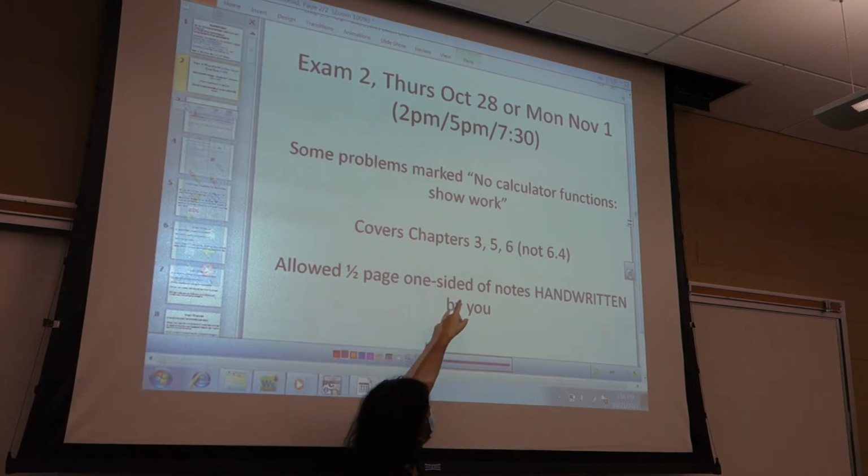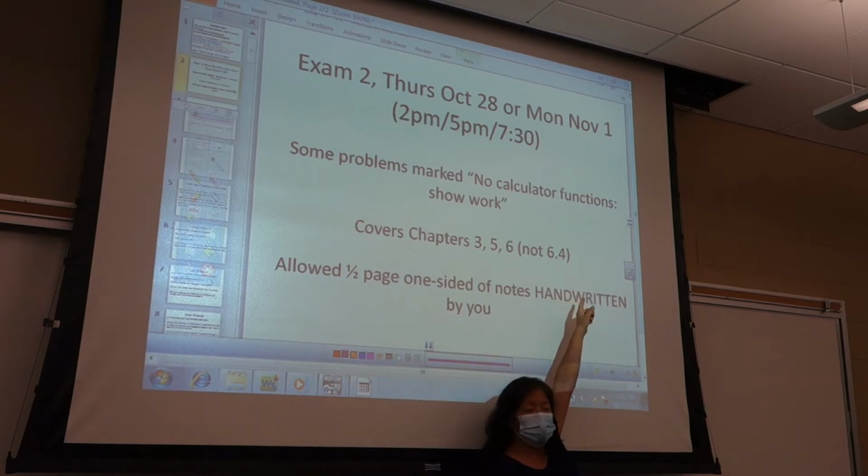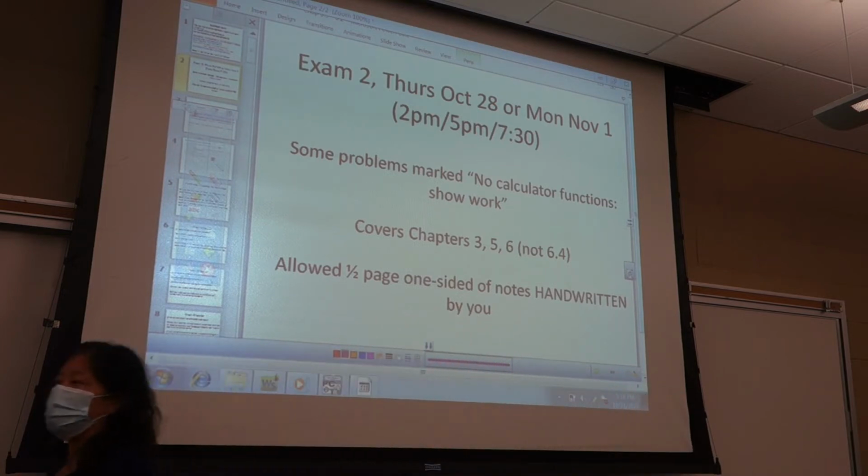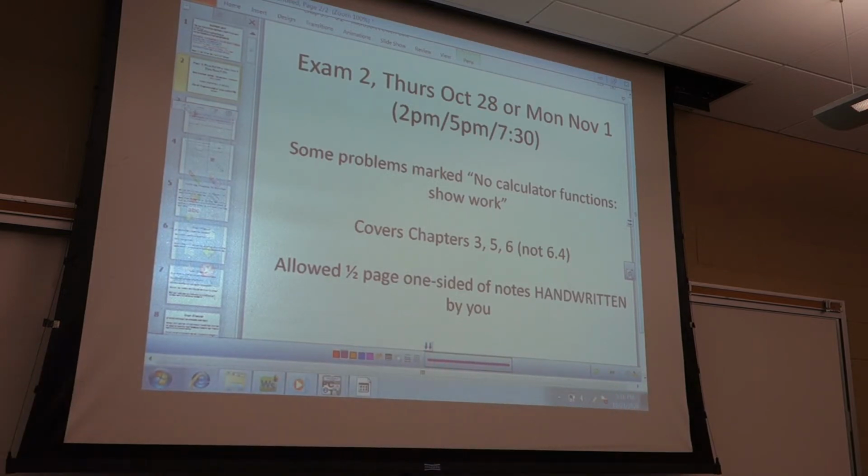It does not cover 6.4, so 6.3 and below. That's what's going to be on the exam. And then also, as always, you're allowed 1/2 page, one-sided of handwritten notes, handwritten by you. No fair photocopying. Are you going to provide the formulas and tests, or do we have to? Nope. If you want them, you need to write them. That's why I'm giving you a 1/2 page, right? So you should be able to write your own formulas.